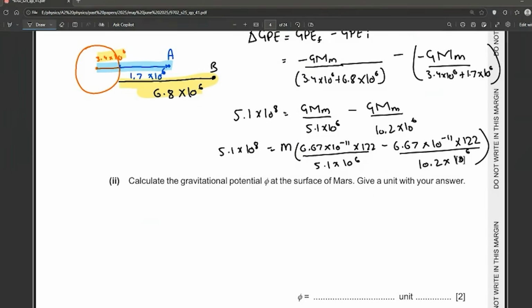Divided by 5.1 into 10 raised to the power of 6. Minus 6.67 into 10 raised to the power of minus 11. Into 122 divided by 10.2 into 10 raised to the power of 6.